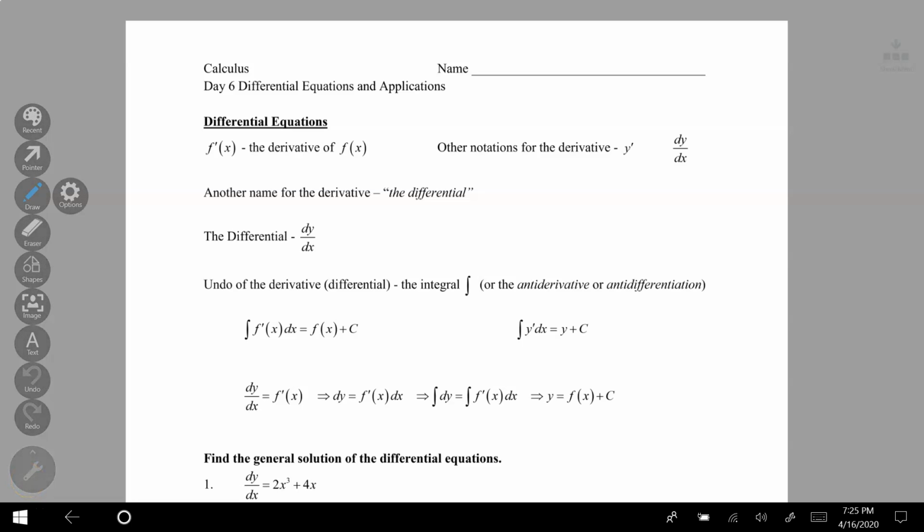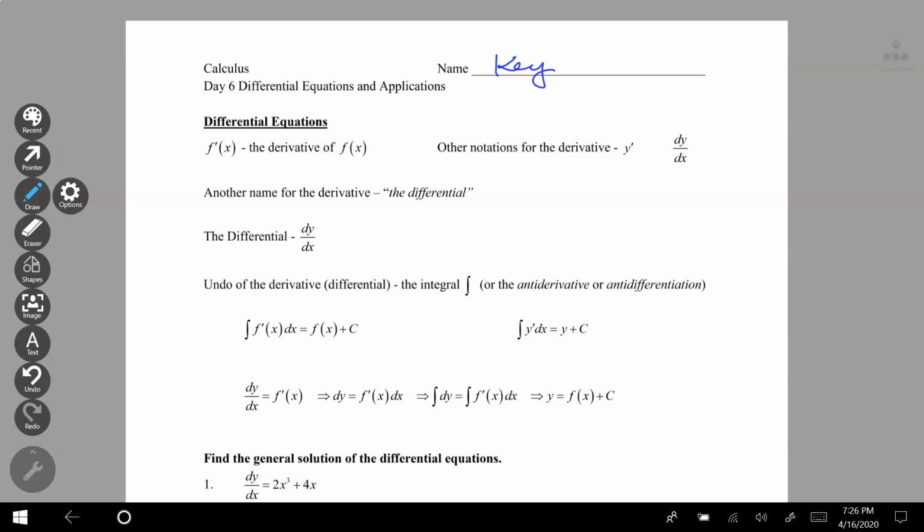Okay, welcome to day 6, differential equations and applications. The last 2 weeks, we basically have been taking derivatives of real-life situations called related rates to figure out problems. We're going to do something different today. We're going to use calculus, but instead of doing derivatives, we're going to use something else. So, I'm going to take today's notes.